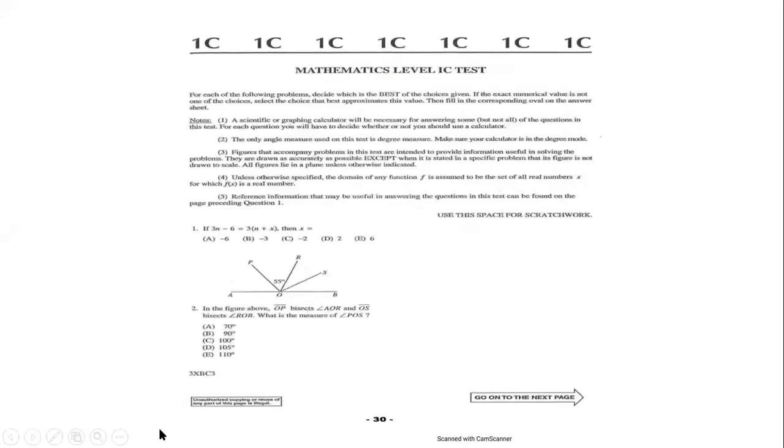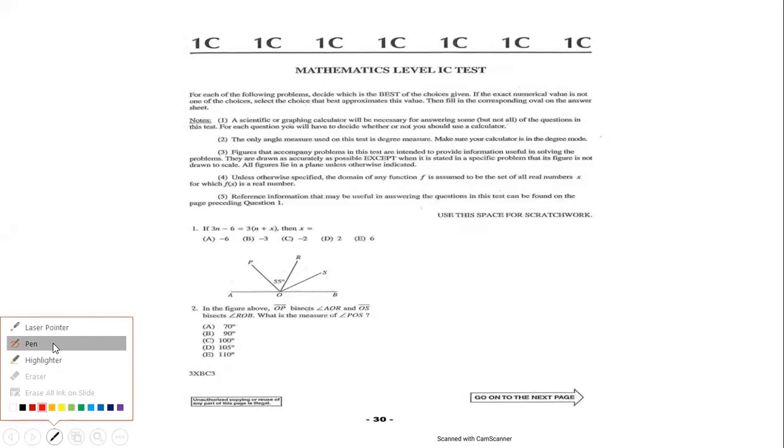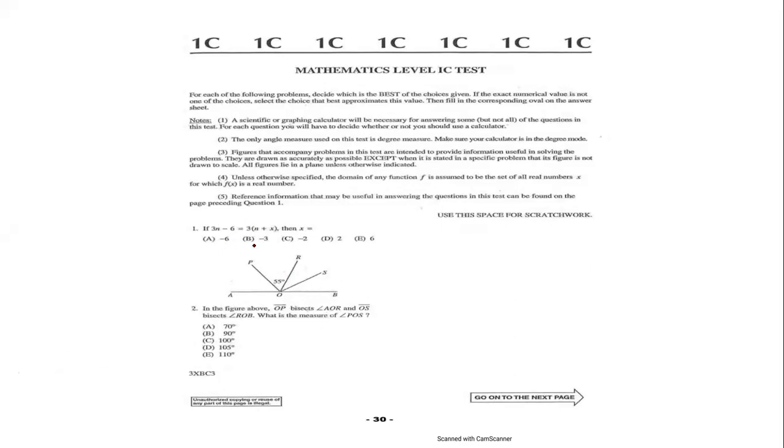Okay, the first question you can answer. Start here by solving the first question. Number 1: if 3n minus 6 equals 3 times (n plus x), then x equals what? Let's solve together here. We have 3n and 3n on both sides, so simply negative 6 equals x, and the answer is A, negative 6.